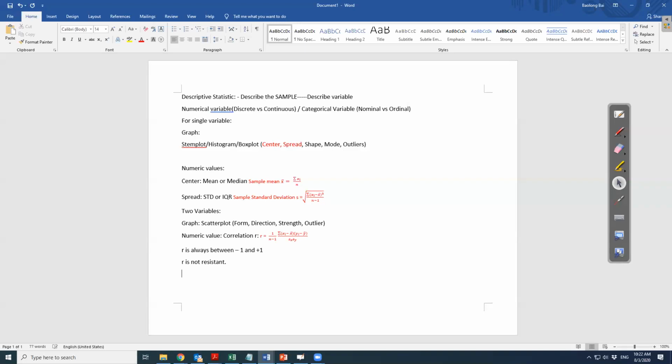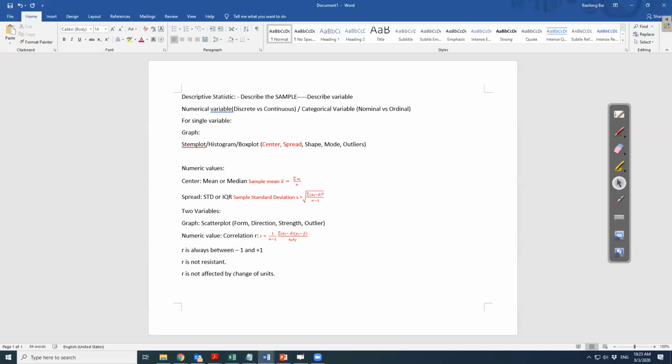And then correlation is not affected by change of units. So if you measure lengths using inches, feet, centimeters, meters, it's not going to affect your correlation. Basically, correlation is unitless. It doesn't have a unit. So whatever unit you bring in through the calculation, it will cancel out with each other. So correlation is not affected by units.